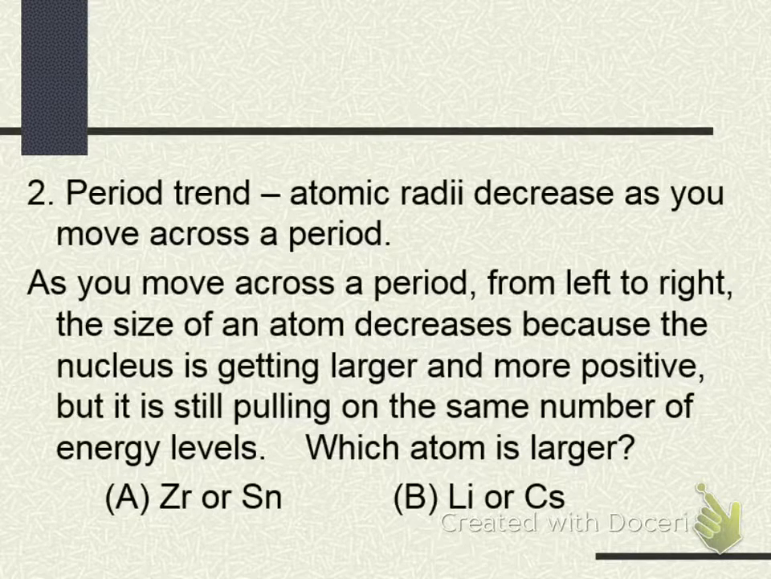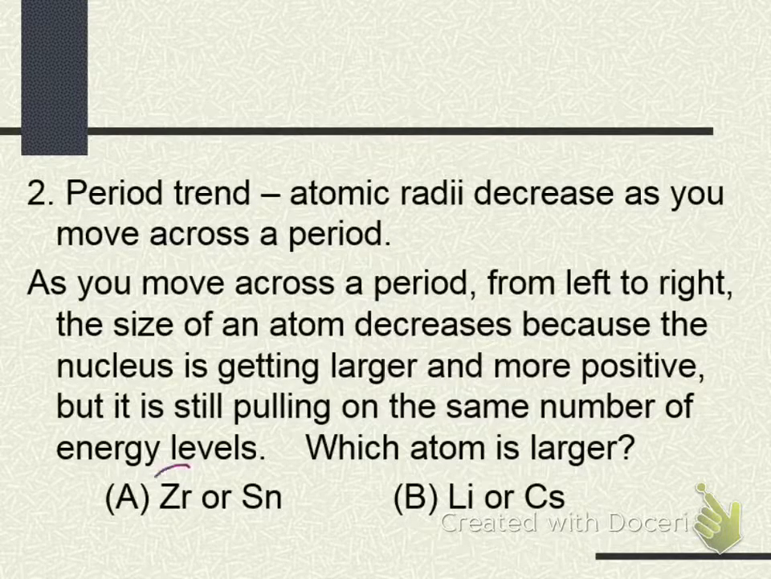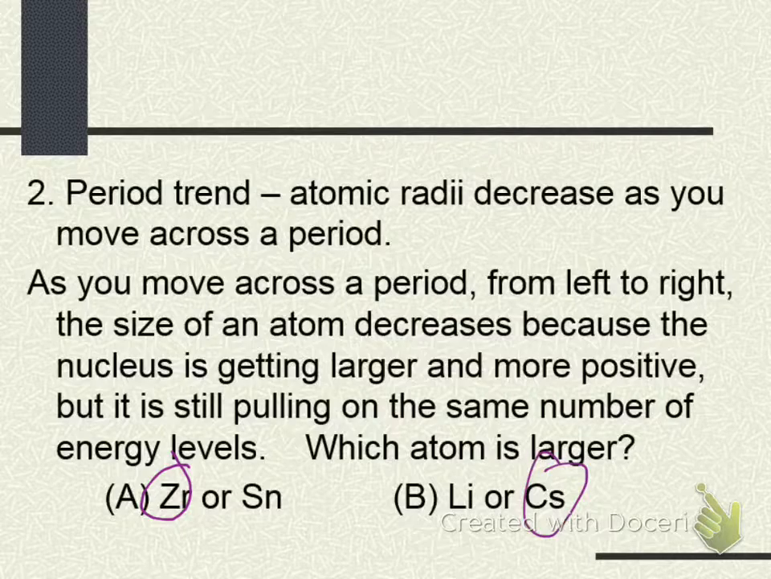So which of these atoms would be larger? Zirconium or tin? They are in period 5. Zirconium is 40, tin is 50. Which is going to be larger? Zirconium, because it's on that side of the periodic table. What about lithium or cesium? Which is going to be larger? Cesium's got more energy levels, a lot more energy levels.